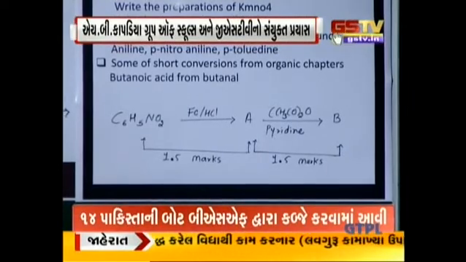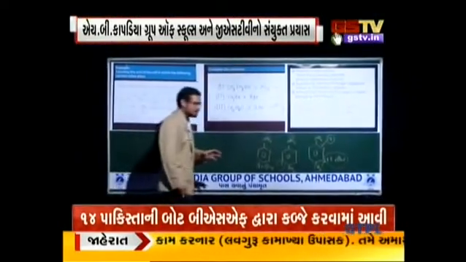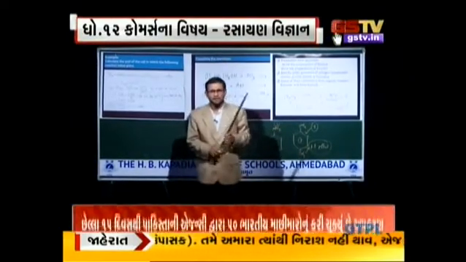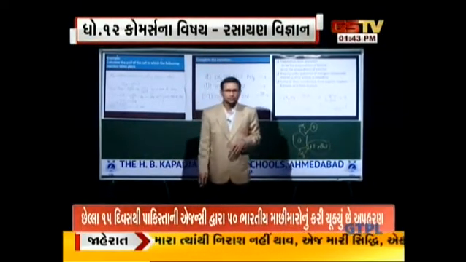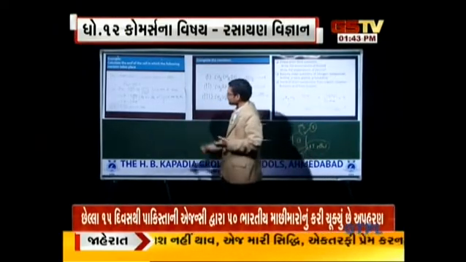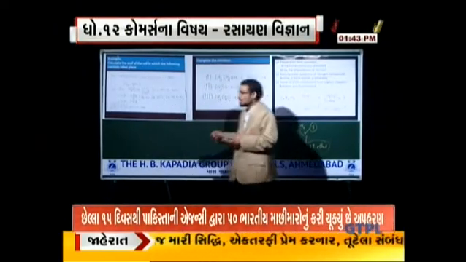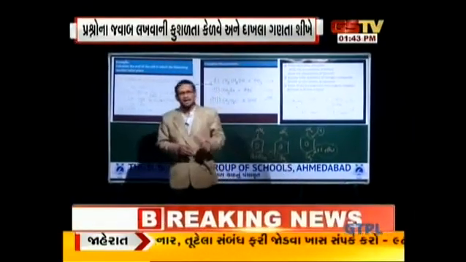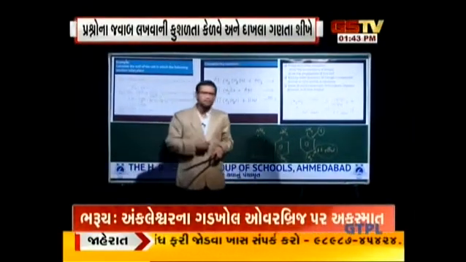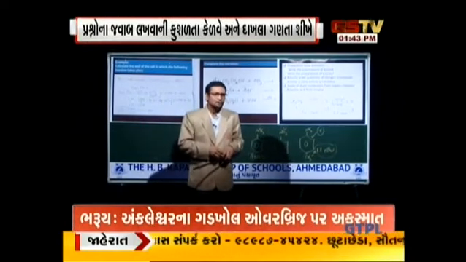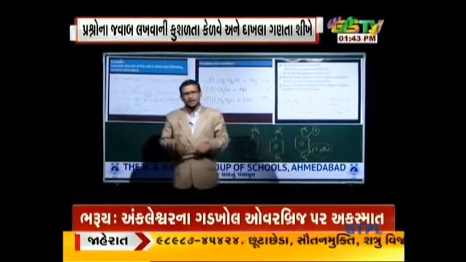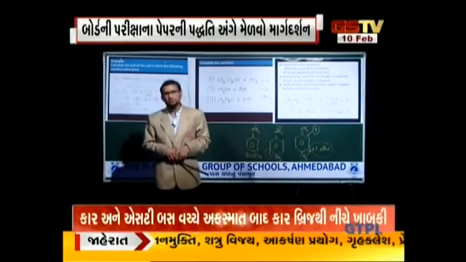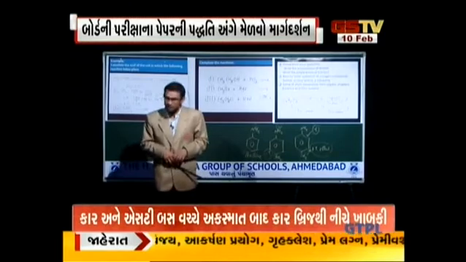So we understood that 3 marker questions are very important, and for the 3 marks you have to complete the numerical based questions and complete the reaction questions. For the 3 marks there are 2 more important chapters. One is aldehyde, ketone and carboxylic acid, and another one is coordination compound. Both are the most important chapters for the 3 marks.